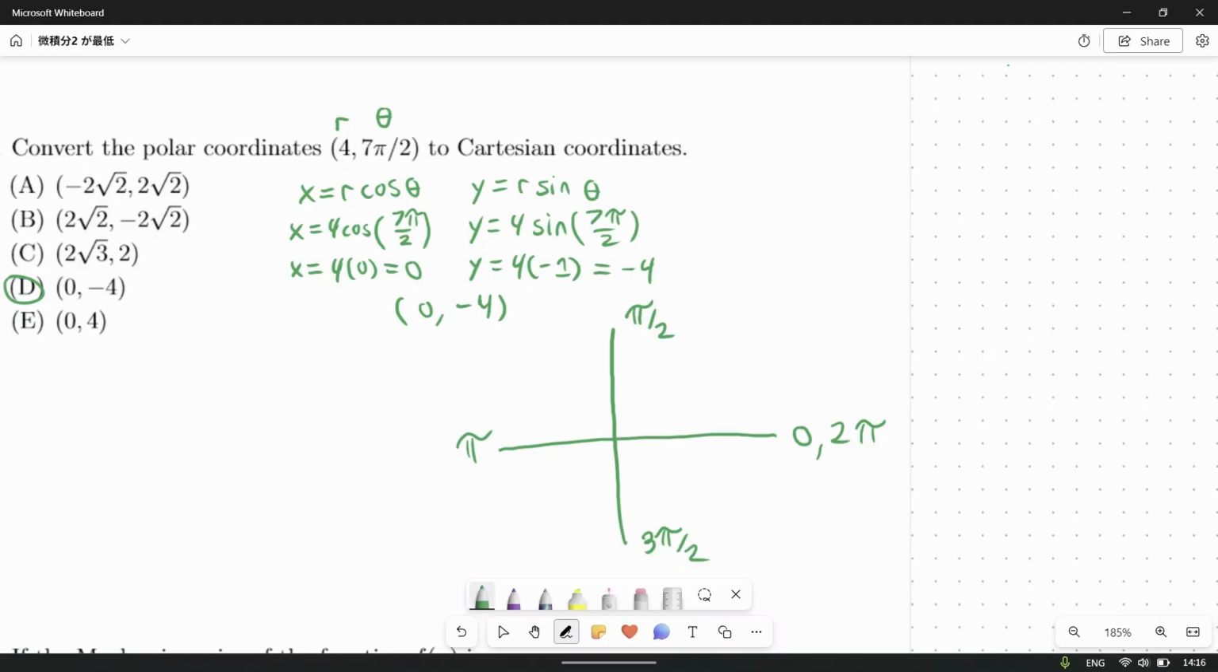Before I do anything else, let me start with the way polar coordinates work as opposed to Cartesian, if you don't remember. We know that r is going to be the distance from the origin. So in this case, we have an r value that's equal to 4.